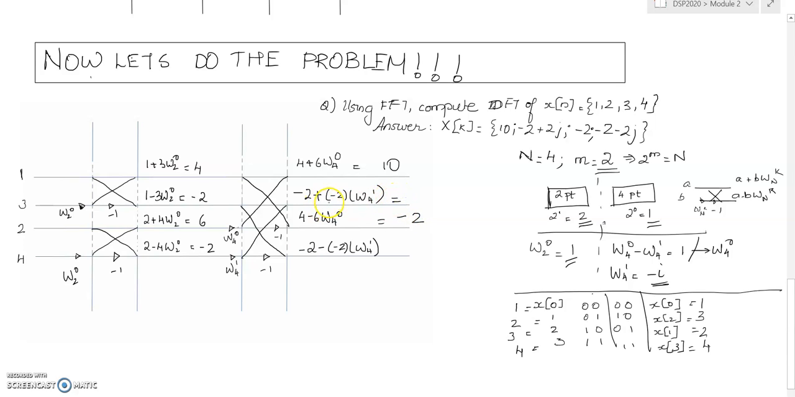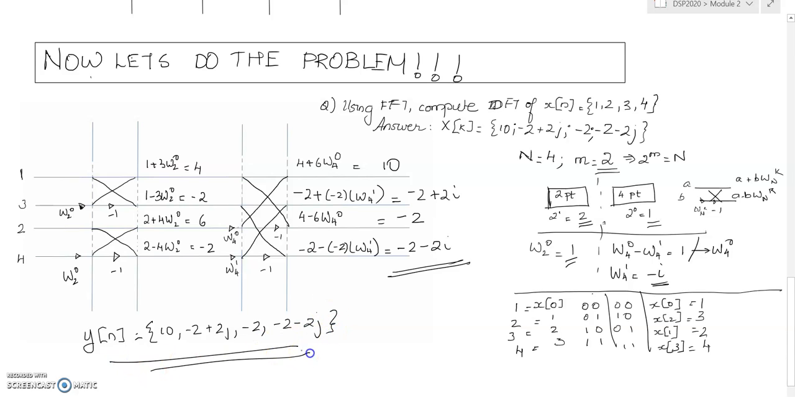While this becomes -2 plus -2 W41, and W41 is -j, so when you substitute it over here, this becomes -2 plus 2j, and over here it becomes -2 minus 2j. So now we got the output, which is the same output as before, because we already did this problem using the formula method. By solving this you get 10, -2 plus 2j, -2, and -2 minus 2j, and you get the same answer here. So y of n is obtained here: 10, -2 plus 2j, -2, and -2 minus 2j.